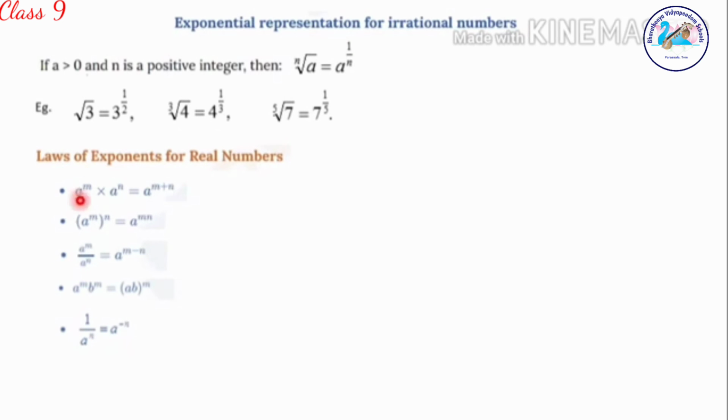Once again, a power m into a power n is equal to a power m plus n. A power m the whole power n is equal to a power mn. A power m divided by a power n is equal to a power m minus n. A power m into b power m is equal to ab the whole power m. 1 divided by a power n is equal to a power minus n. These laws of exponents you have to revise and keep, so that the next exercise will be easy for you.